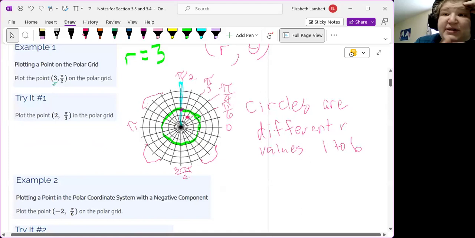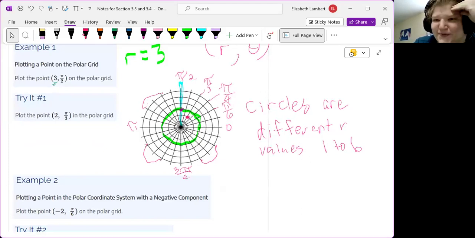Now, this also brings up an interesting point: what if something's negative? It turns out I could plot the point negative 3, pi over 2. So I'm still looking at that pi over 2, but instead of counting up to positive 3, I would count down to negative 3. This is just another thing we get to interpret, but it shows up in the graph.